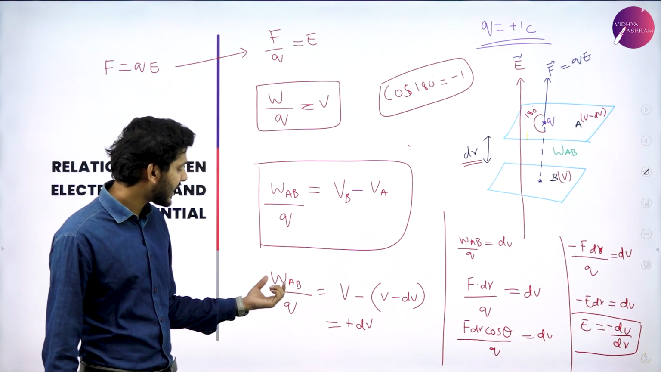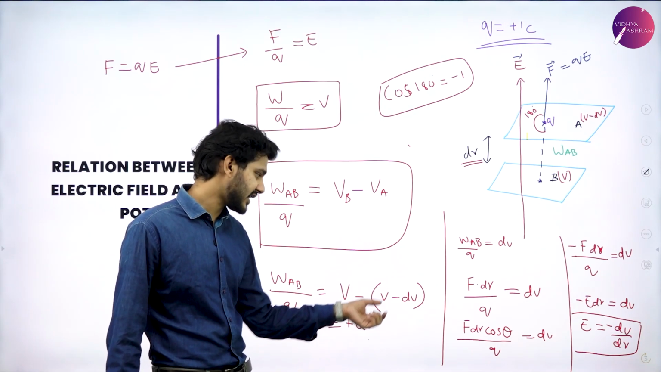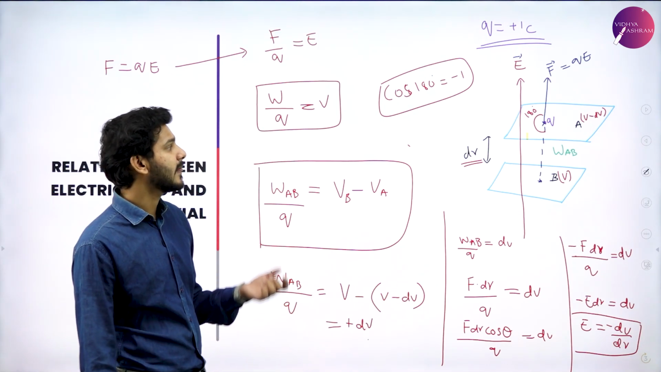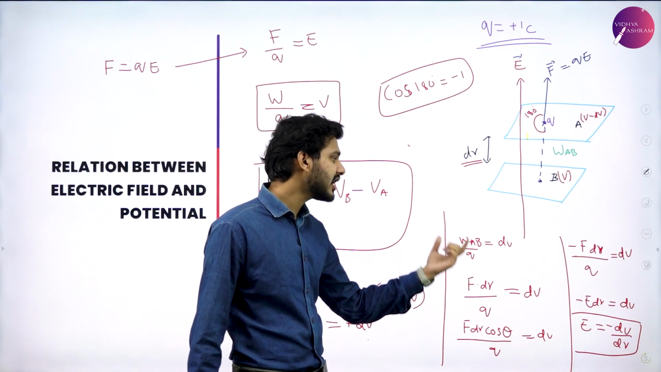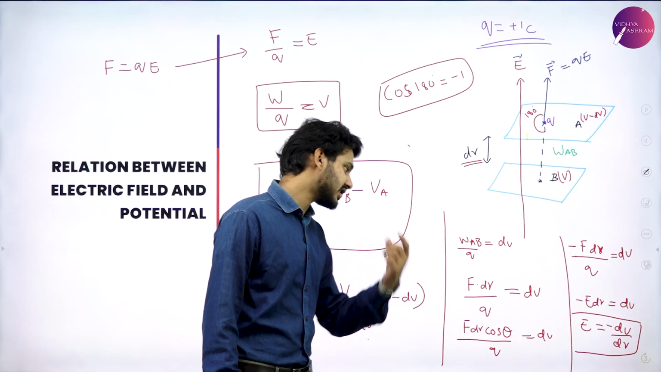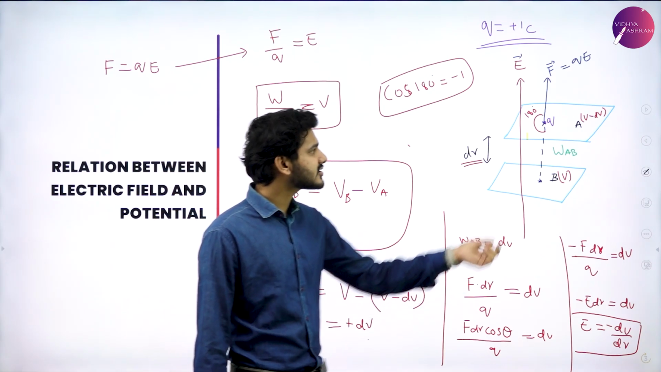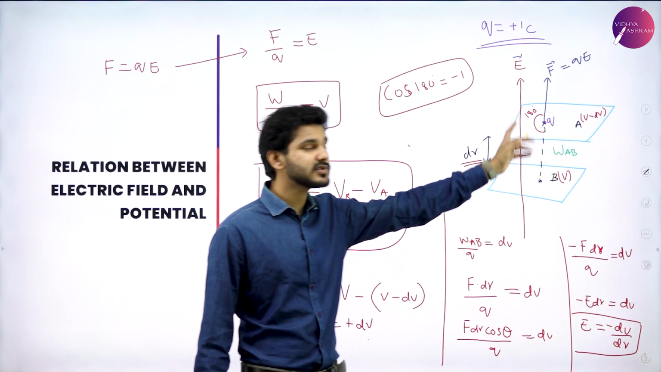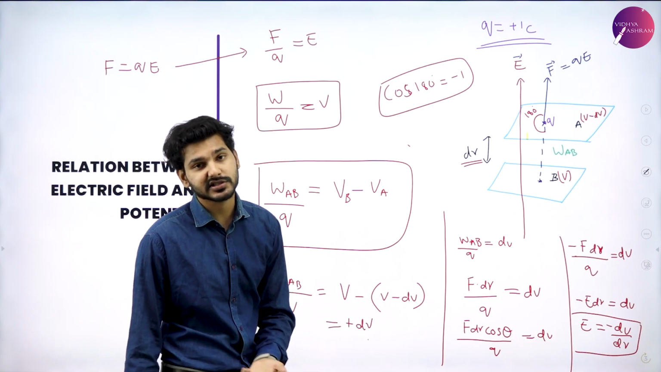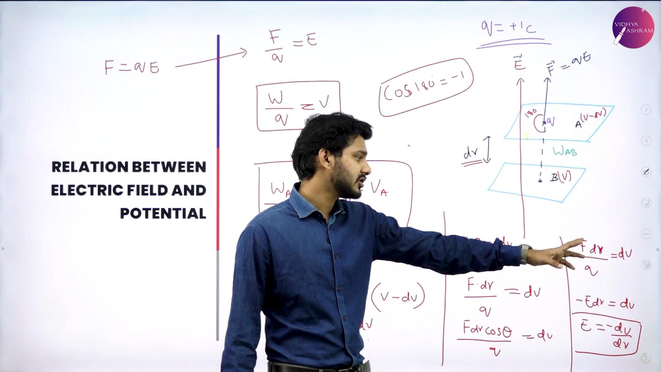So we can write it as work done per charge will be equal to dV, because that is the only quantity remaining. And we are not stopping there. We are substituting an equation for work done, which is nothing but F dot dr. Cos theta gets eliminated because the angle between force and displacement is 180 degrees, which means that cos theta will be minus 1. So we can write it as minus F dr is equal to dV.